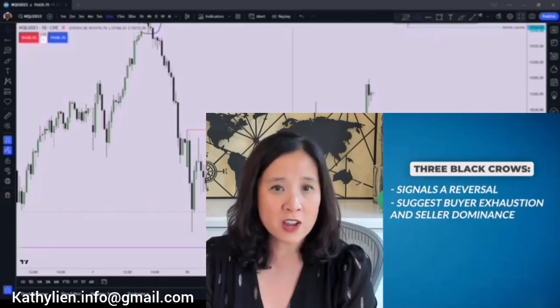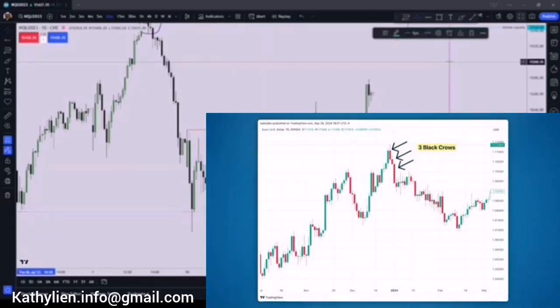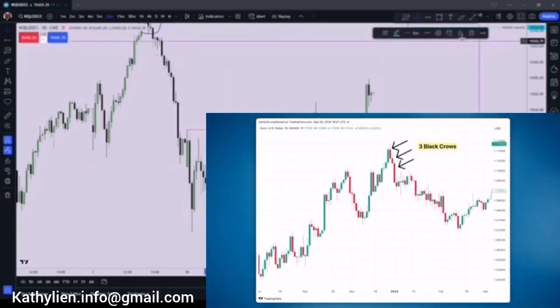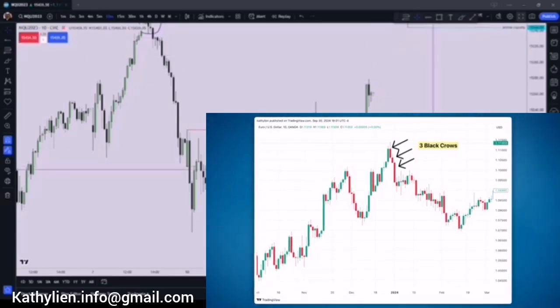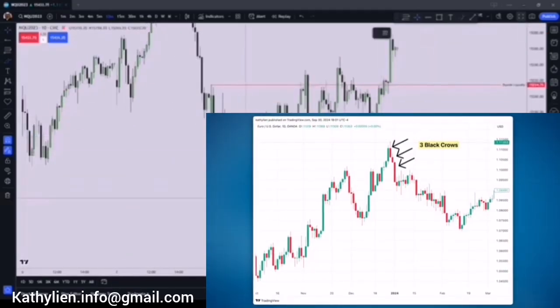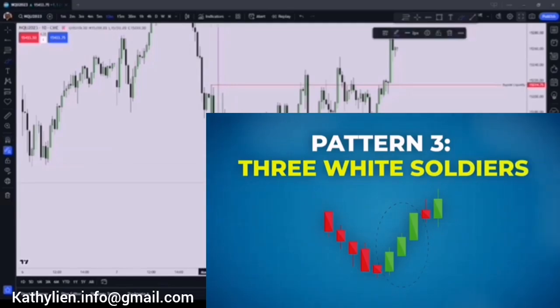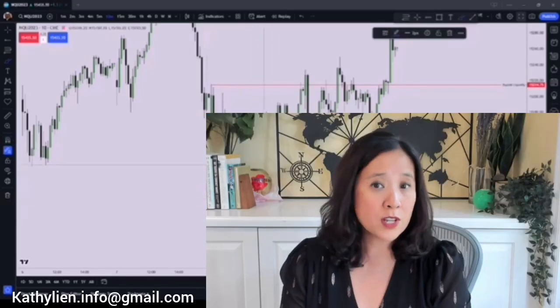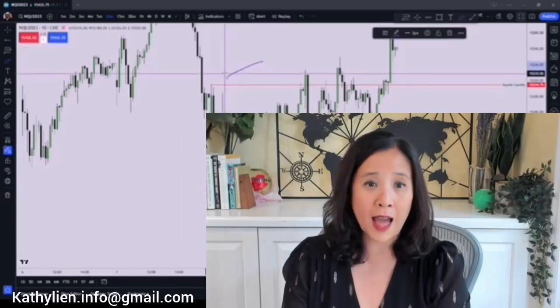We see this very often in currencies. You can see an example of this in the Eurodollar chart. After hitting new highs, Eurodollar formed 3 consecutive red candles. Our third pattern is the 3 white soldiers. 3 white soldiers is the opposite pattern of 3 black crows.